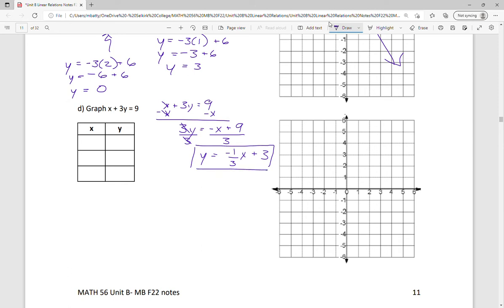I know because I have this funky fraction in front of my x, I don't want to pick 1 and 2. I want to pick multiples of 3 because that's going to keep me in whole number land.